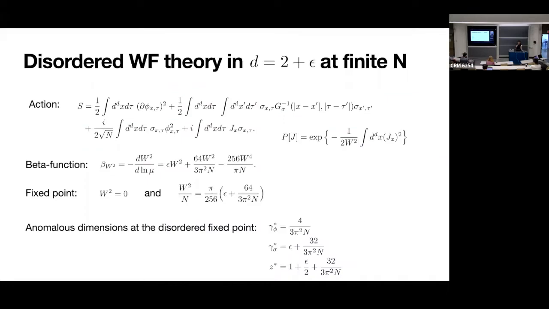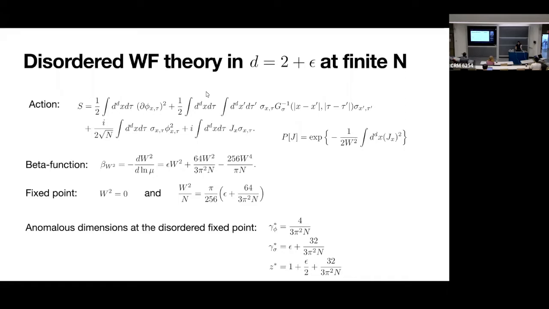Firstly, let's look at the 2 plus epsilon dimensional system. In this case, the phi field would play a role in the 1/n correction. So we can write down this more complicated action, which includes the kinetic term of sigma, and also the coupling between disorder and the sigma field. And also we bring the terms describing the phi fields back into the action. And then we can do the double expansion.